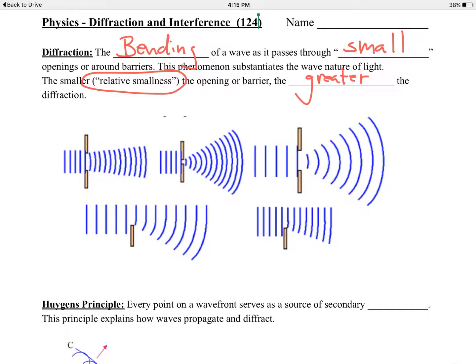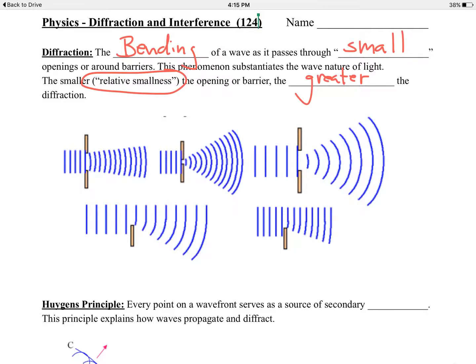the diffraction. Diffraction is a little bit like refraction in a sense because it's bending, but as you remember, refraction is the bending of a wave, any wave, as it enters a new medium. Diffraction, the wave stays in its present medium, but it goes through a small barrier or through a small opening or around a barrier. I'll show you some examples with actual water waves in class.